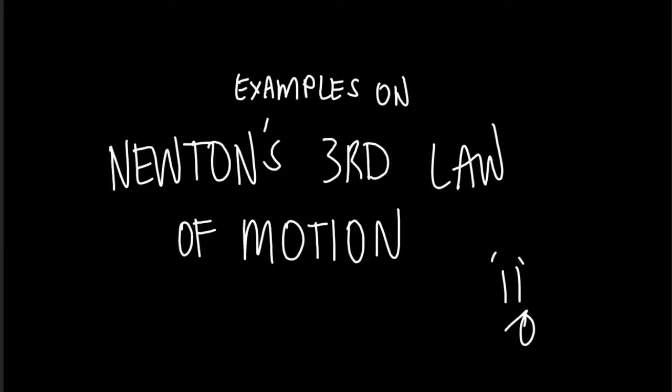Yay! So, due to popular demand, we're going to solve some examples on Newton's third law of motion. But most likely, this is about equilibrium, no? Static equilibrium. So, how does that look like?